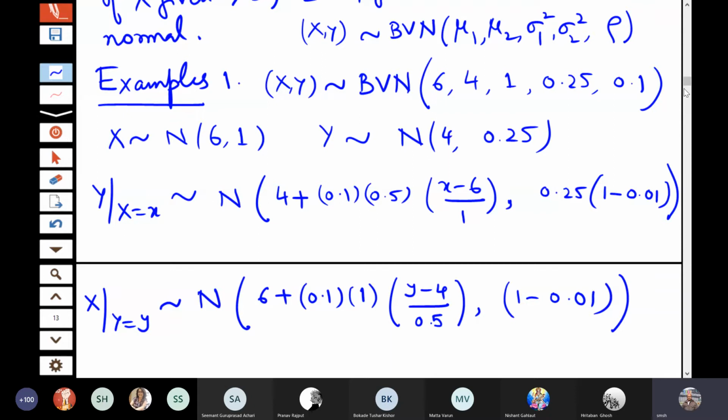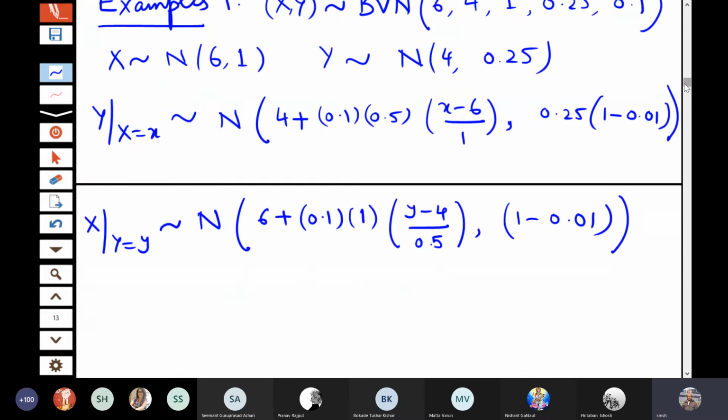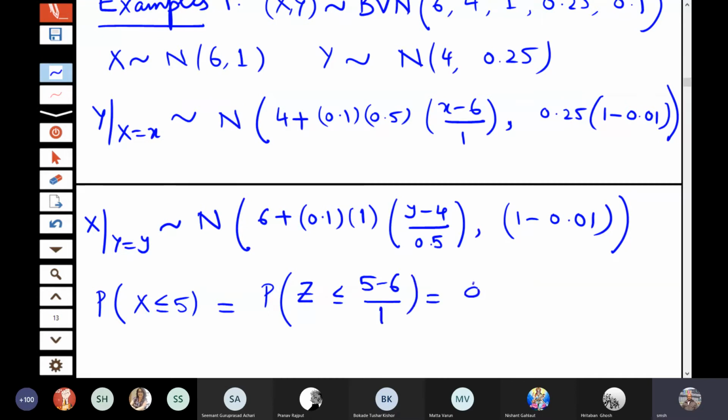So we can answer certain questions here. For example, suppose I ask, what is the probability x less than or equal to 5? Then the distribution of x is, that is z less than or equal to (5 minus 6) by 1, that is phi of minus 1. Now these things you have already done. Phi of minus 1, how much was it? I think 0.1587. You did the class test last Tuesday. I think it was 0.1587.